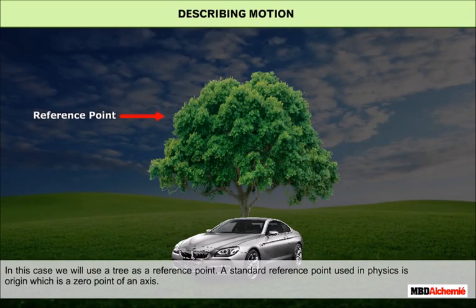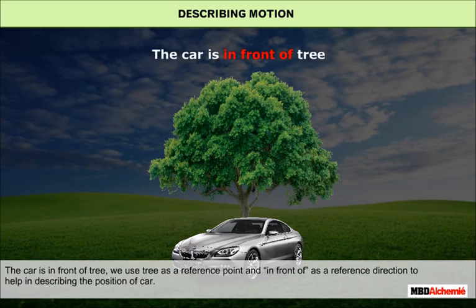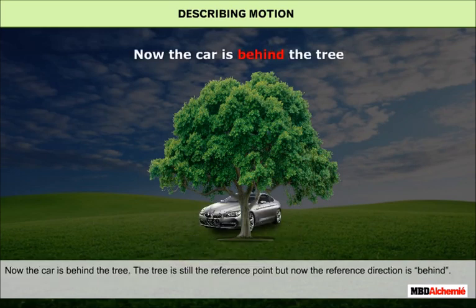A standard reference point used in physics is origin, which is a 0 point of an axis. The car is in front of tree. We use tree as a reference point and in front of as a reference direction to help in describing the position of car. Now the car is behind the tree. The tree is still the reference point, but now the reference direction is behind.